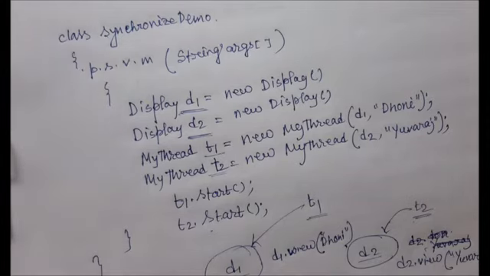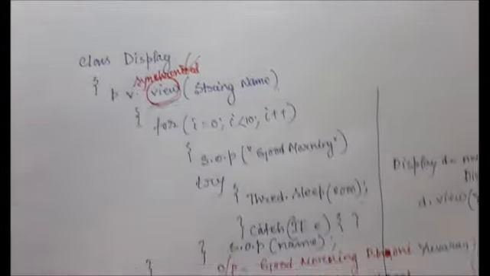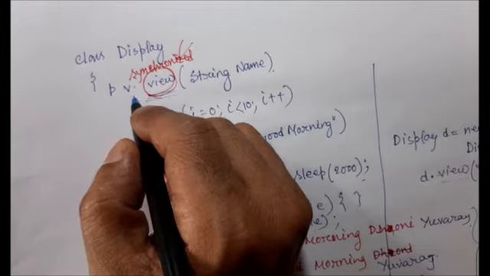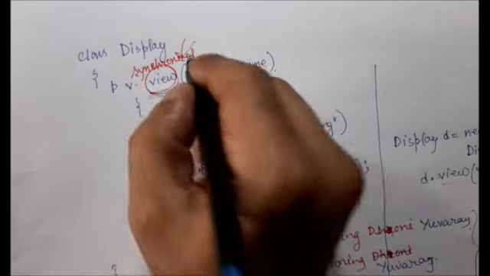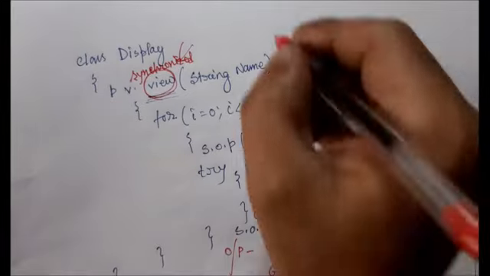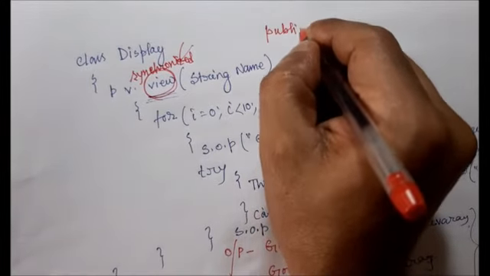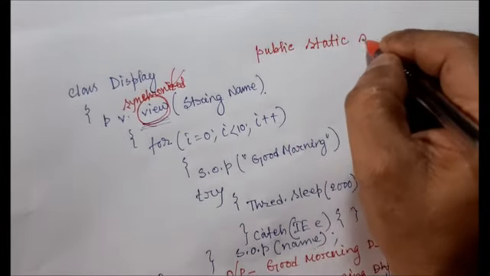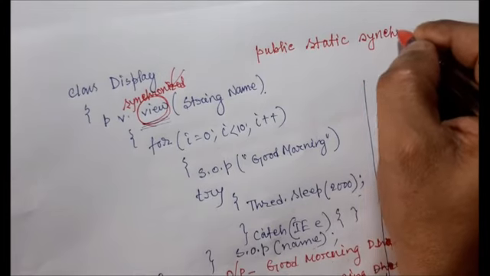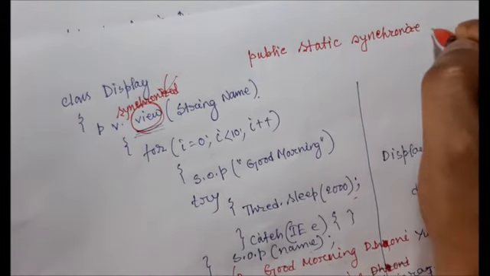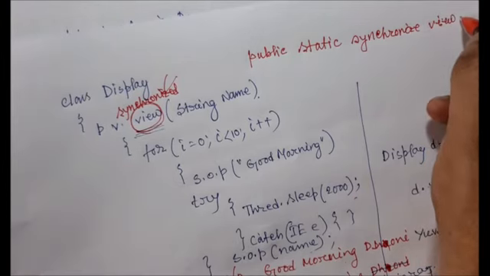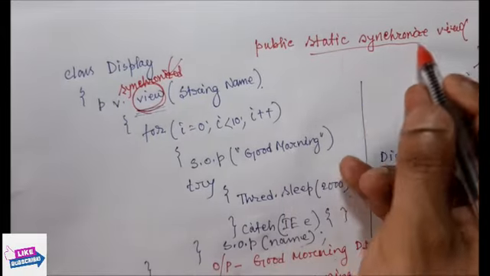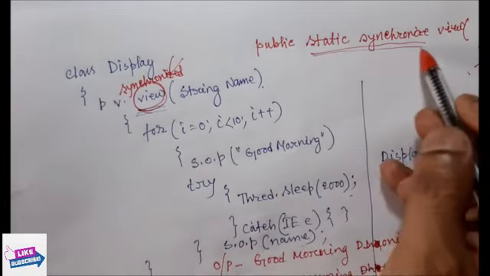We have already seen in this example that it is not useful. So what we have to do is write public static synchronized view. Okay, then public static synchronized. So instead of synchronized, we have to use static synchronized.